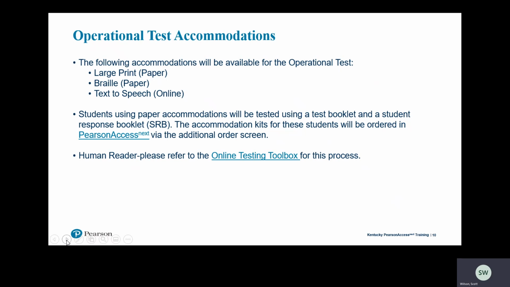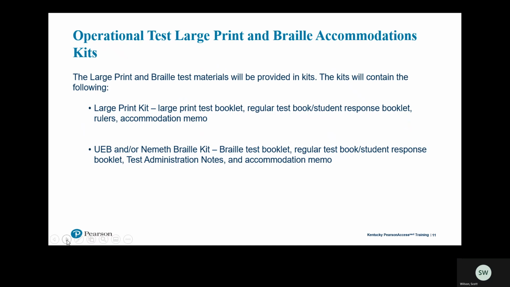For human readers, we ask you refer to the online testing toolbox for that purpose. For the large print and Braille accommodation kits, here is listed the material that you will receive. For large print, you'll have the printed test book, a regular test book and student response book, rulers, and the accommodation memo. For Braille, you'll get UEB or Nemeth Braille book, the regular test book and student response book, test administration notes, and the accommodation memo.